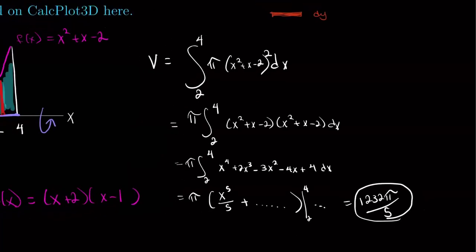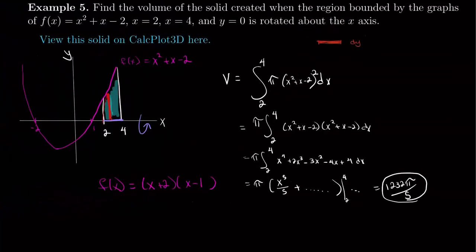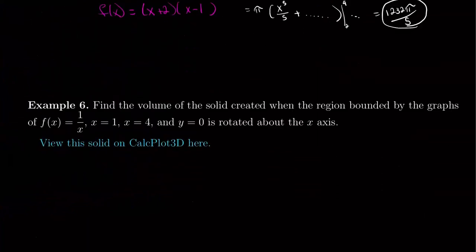All right, we're doing good. So far, that's what we've got is the disk method of finding the volume of revolution. So that's looking really good.